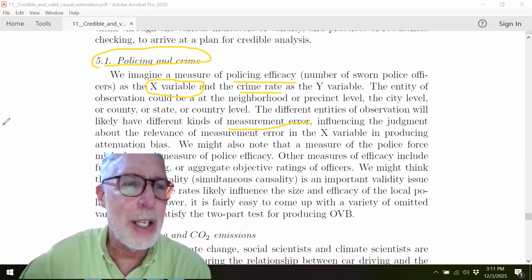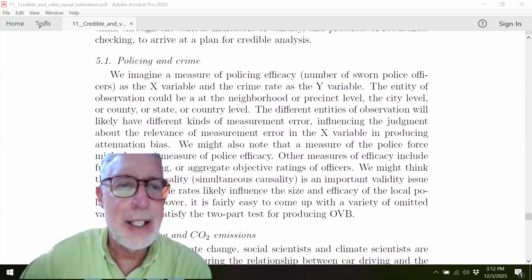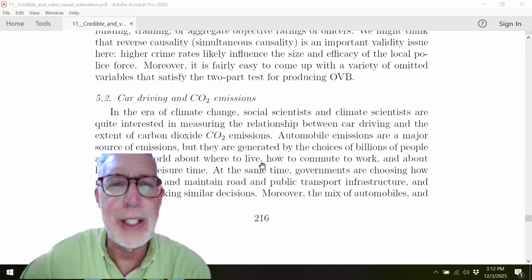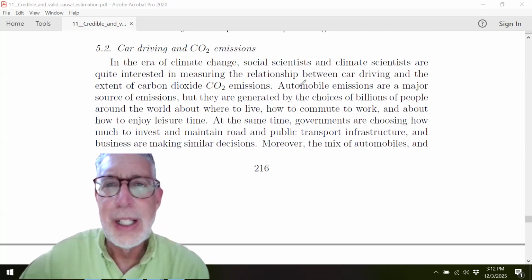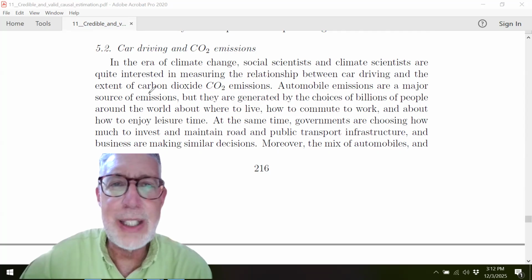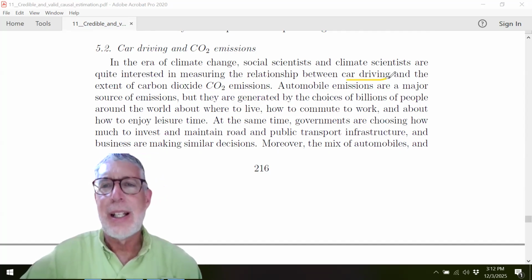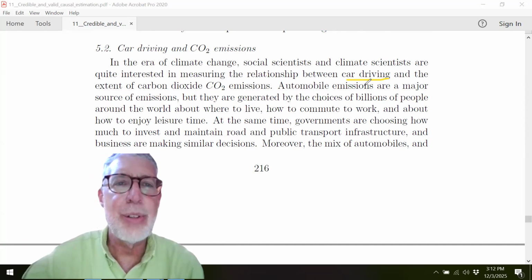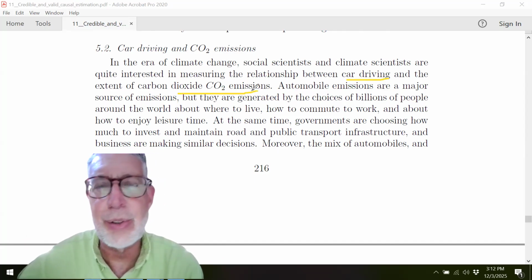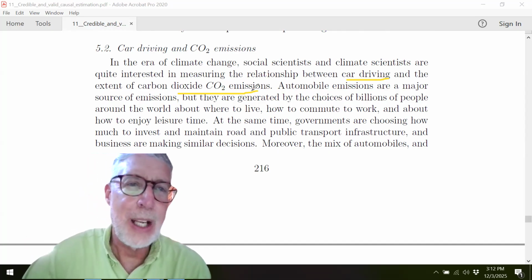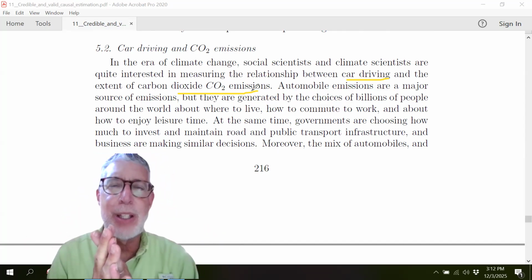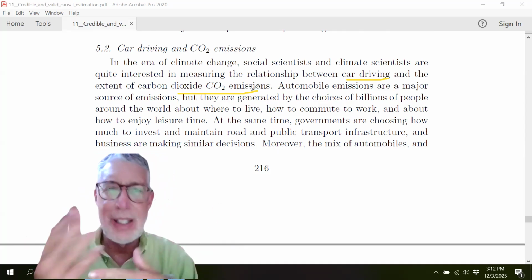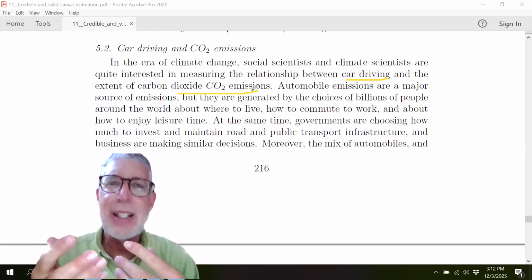Let's turn to the next one, and that is car driving and CO2 emissions. So here again, we might think this is a very typical social relationship that we're interested in. Cars, as they're driven, generate CO2 emissions. CO2 emissions lead to global warming, and we would want to understand that relationship. But of course, there are many validity issues with this because right away we understand there's simultaneity or reverse causality here.